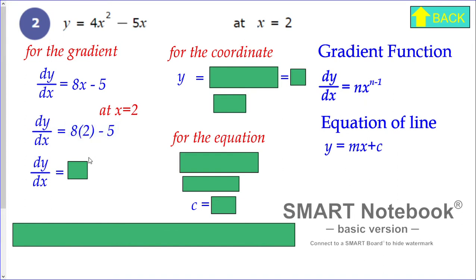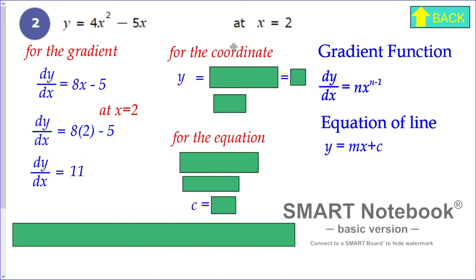When x equals 2, we simply sub in 2 into the gradient function. So we have 8 times 2 minus 5. Who can tell me what 8 times 2 minus 5 is? That's right. It is 11. Okay? Now that we have the gradient, we need a coordinate on the tangent line.